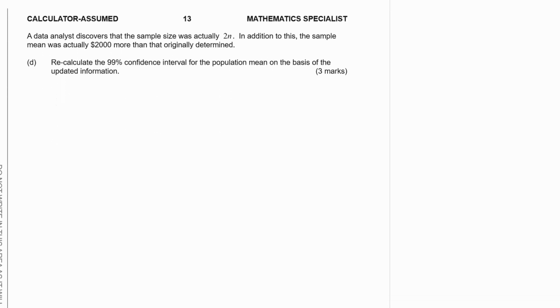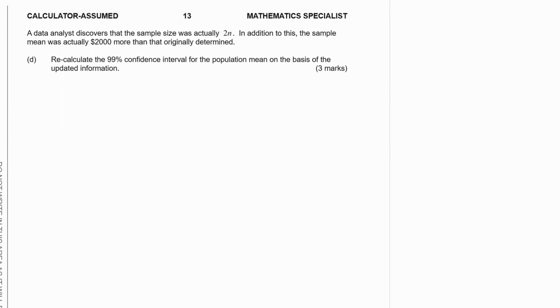So, moving on with this question. A data analyst discovers that the sample size was actually 2n. In addition to this, the sample mean was actually $2,000 more than originally determined. Recalculate the 99% confidence interval for the population mean on the basis of the updated information.